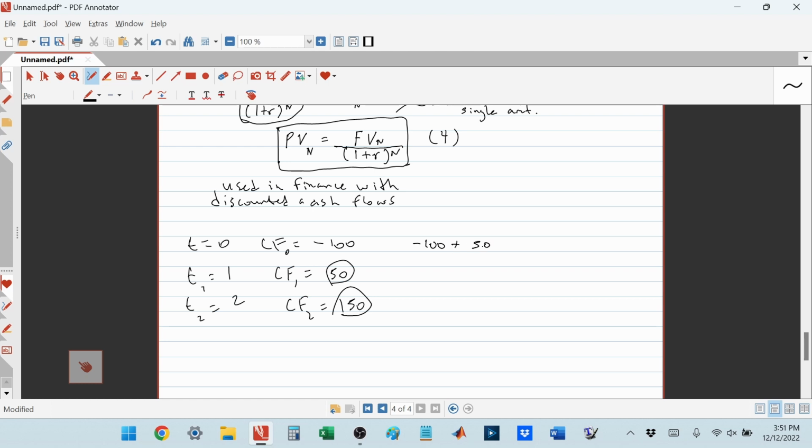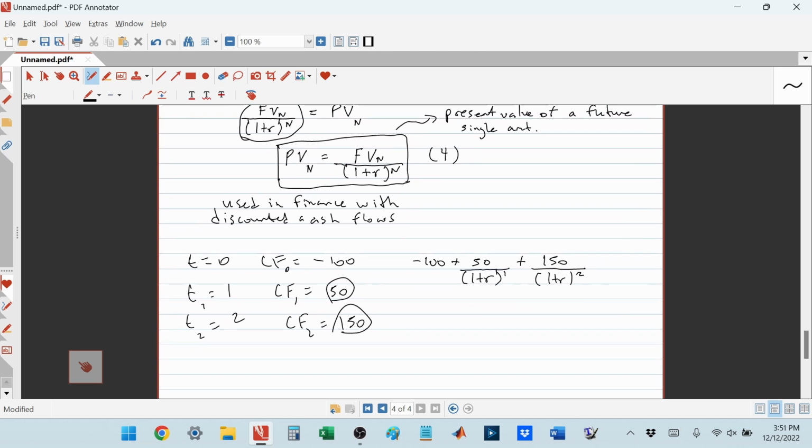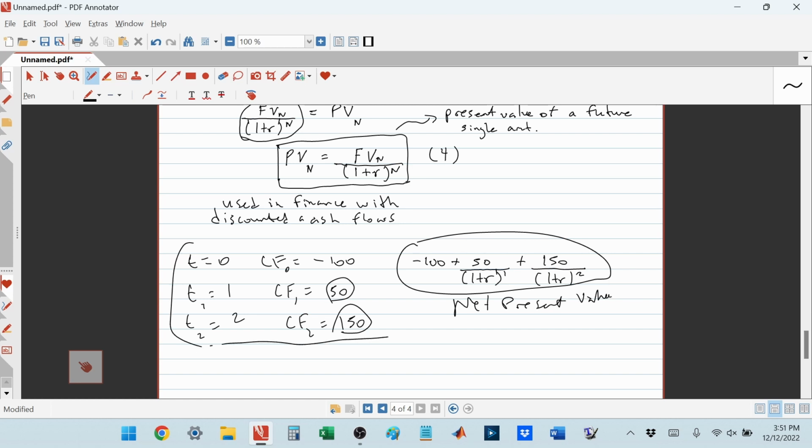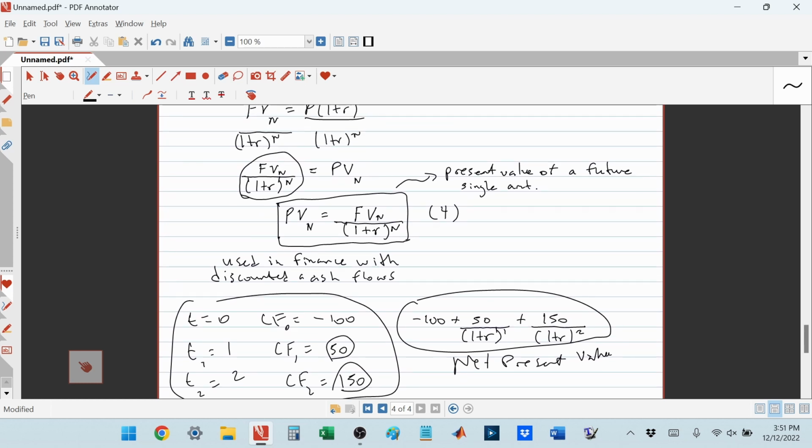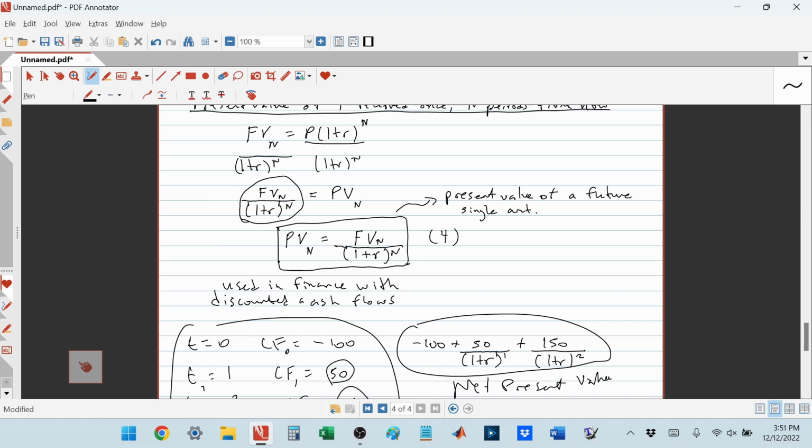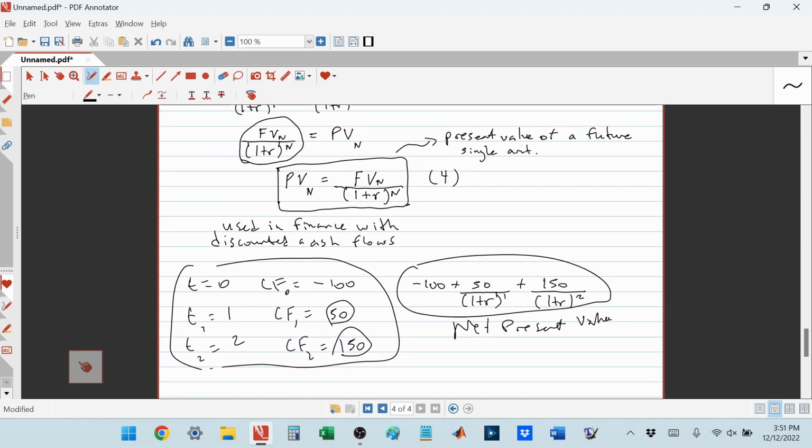plus the present value of the $50 received a year from now. Just discount it back, divide by 1 plus r to the power of 1. And then the present value of $150 received 2 years from now, just discount back to today's dollars by dividing by 1 plus r squared. It's exactly this formula. And then this right here would be the net present value of that particular project with these cash flows. So this present value of a future single amount formula is used all the time in applications in finance. This is just one such example.